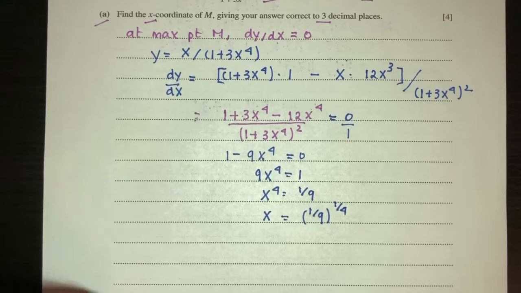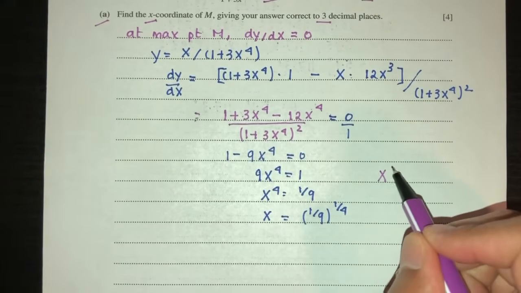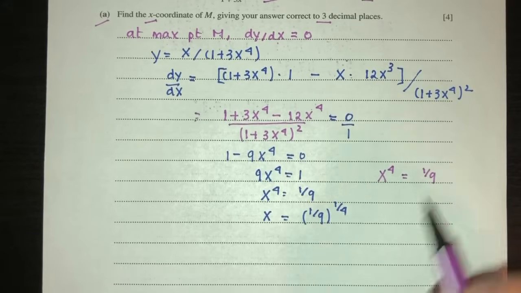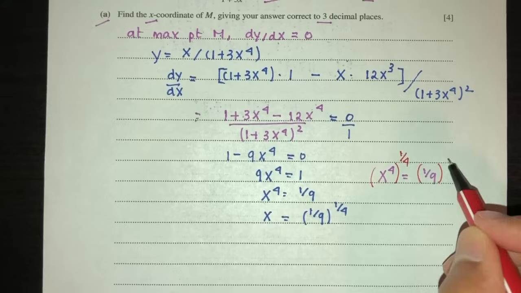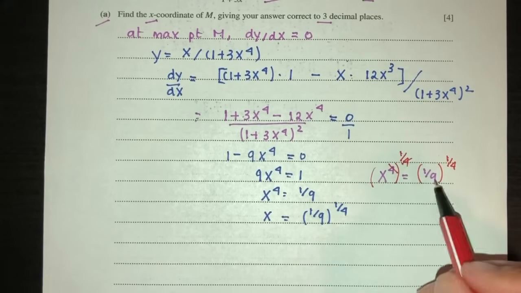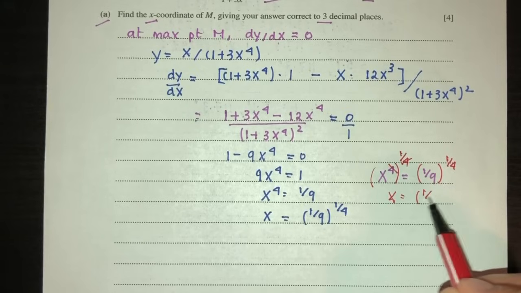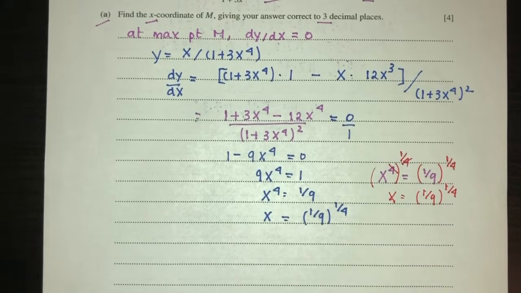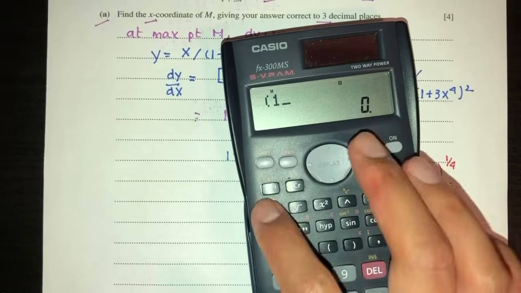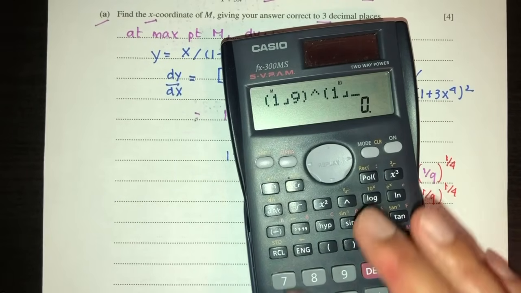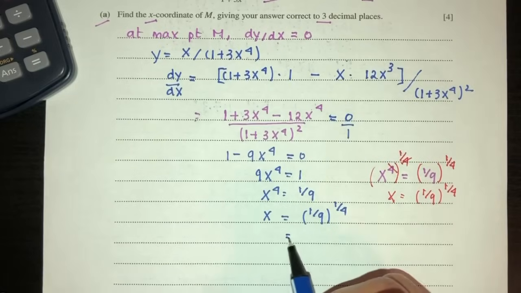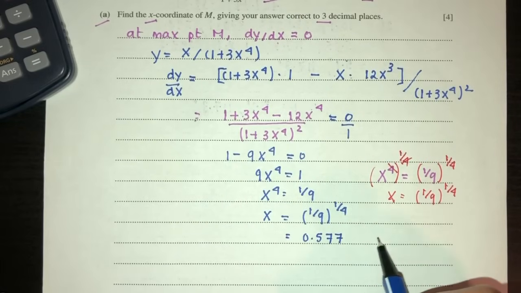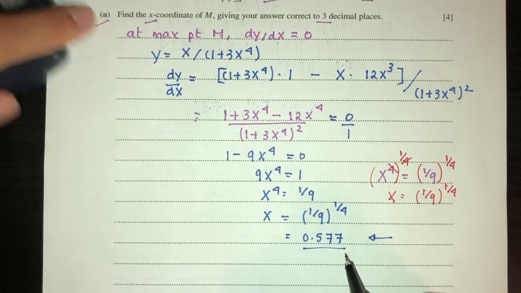So just to explain, how do I get this? Basically, when you have x power 4 equal to 1 over 9, if you want to remove this power 4, you have to take powers of 1 over 4 on both sides. So this one will go away. So that's why you have x is equal to 1 over 9 to the power of 1 over 4. So let's do that. 1 over 9 power of 1 over 4 should be 0.577, correct to 3 decimal places. This is your value for the x coordinate of m.